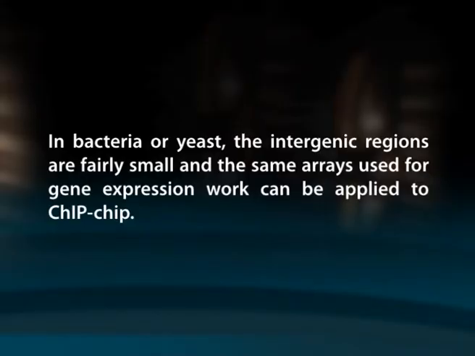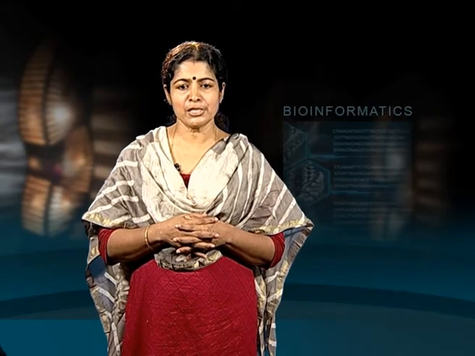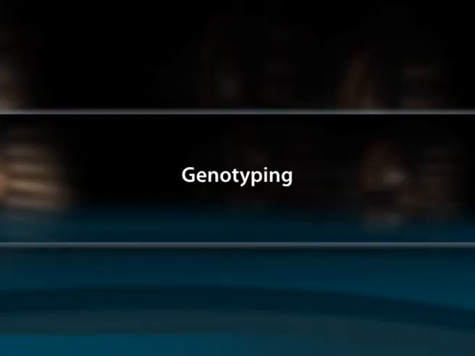In bacteria or yeast, the intergenic regions are fairly small and the small arrays used for gene expression work can be applied to ChIP-chip. For mammalian genomes, the intergenic regions are large and the TF often bind many kilobase pairs away from the gene of interest. Hence, for mammalian genomes, oligoarrays with oligos spaced evenly across the entire genome are typically used for ChIP-chip experiments.